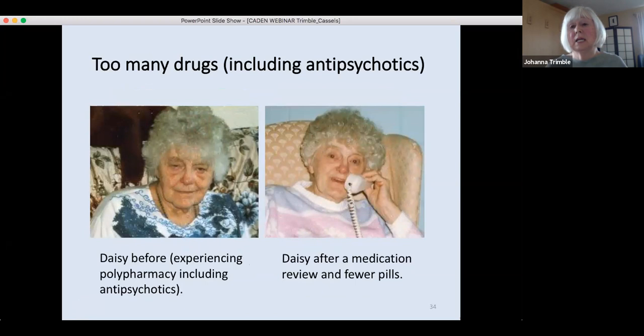This is Daisy. Her daughter Elizabeth gave me these pictures and has allowed me to use them. Daisy was on a lot of drugs, including antipsychotics. She'd been transferred out to BC from Ontario. When she arrived at the care home in BC, she was very lucky to be at one her daughter had researched, which is an excellent care home that does a medication review as soon as their potential patient steps through the door. So the first picture on the left is Daisy before she was taken off a lot of the drugs she was on, and the one on the right is Daisy afterwards. Again, just looking at the face of this person will tell you a lot.